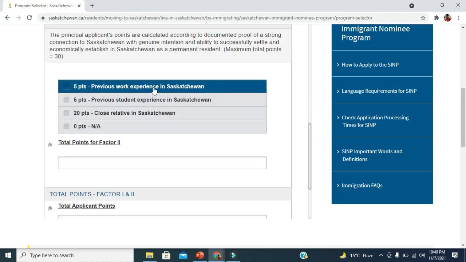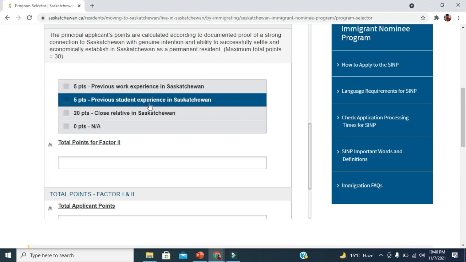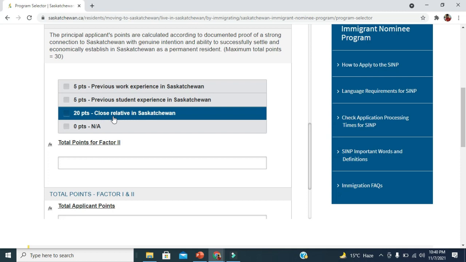Now they will ask about your factor 2 if you have anything. For example, if you have previous work experience in Saskatchewan, you will add 5 points. If you have previous student experience in Saskatchewan, then you'll add 5 points. Or if you have a close relative in Saskatchewan, for example a cousin, an uncle, or an auntie, which is not admissible in terms of the Express Entry CRS calculator, but for Saskatchewan you will get 20 points out of it, which is a great thing again.